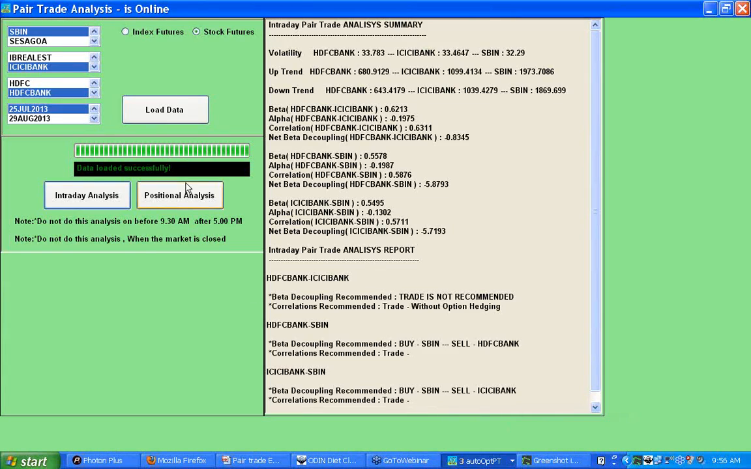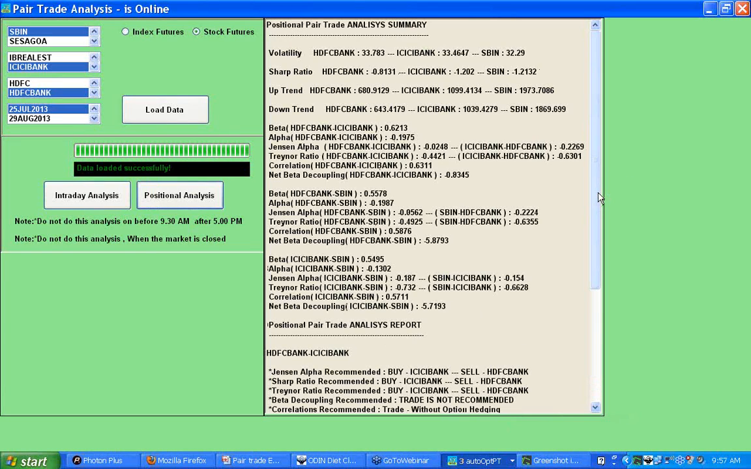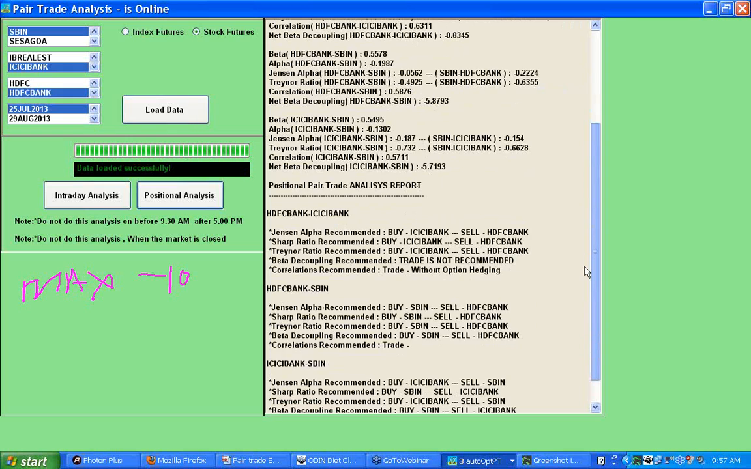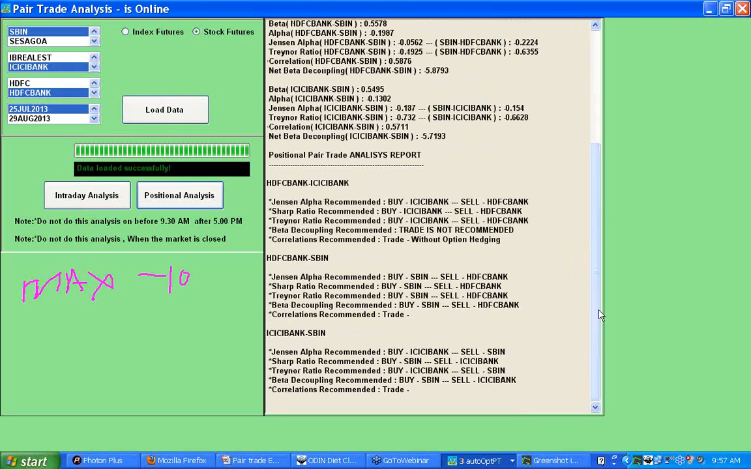Just see what the positional analysis gives. For intraday, it is exit the same day, but for positional, the maximum I can hold the position is 10 days, not more than 10 days. And what view am I getting? Here I am analyzing Jensen's alpha, Sharpe ratio, Treynor ratio and beta decoupling, all four, and here I am also getting the correlation parameter with confidence.